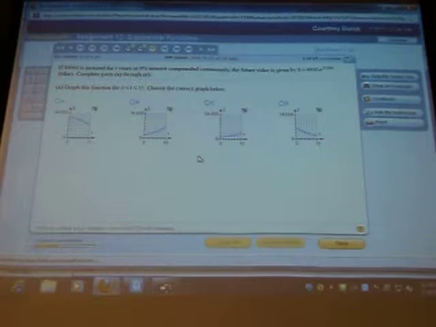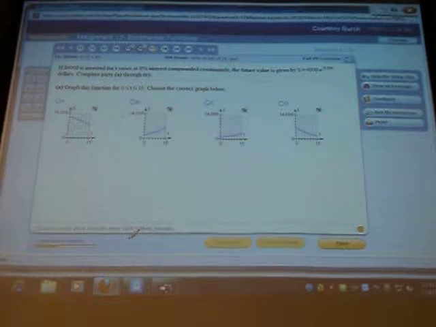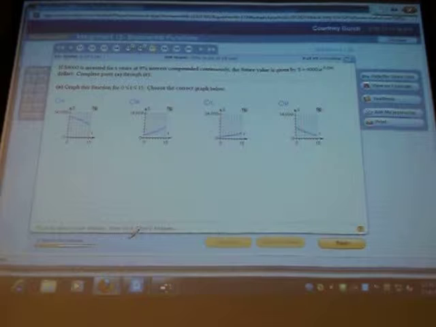Everybody understands compound interest, I think, right? Compounding is just where they calculate your interest and add that to your account so that it becomes part of your money.